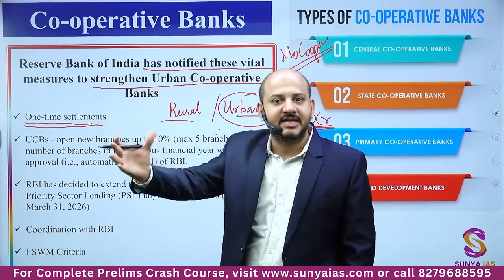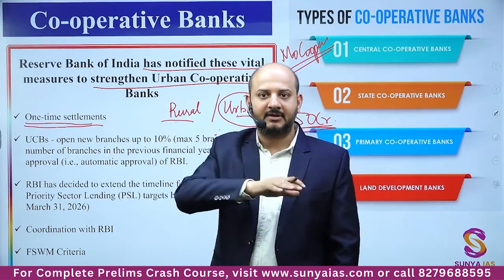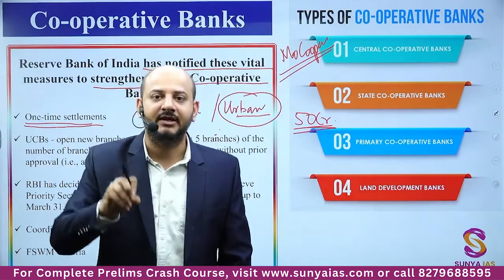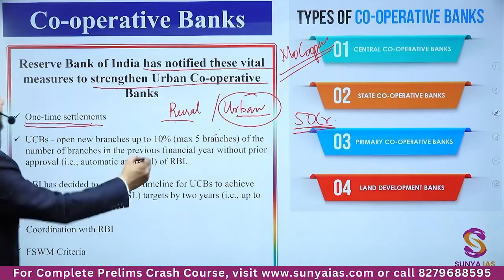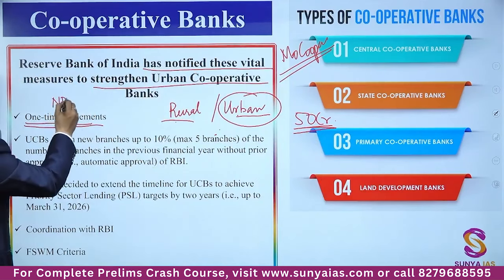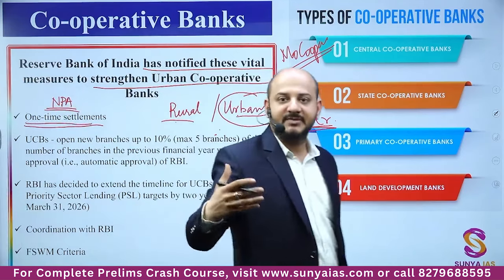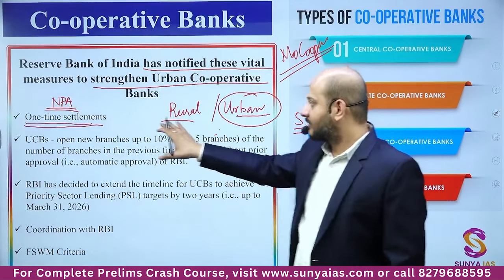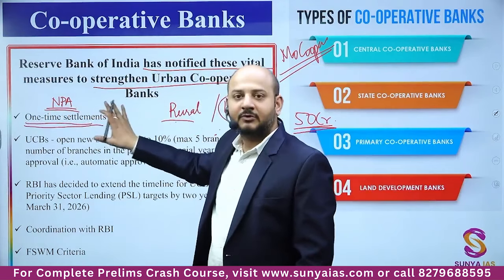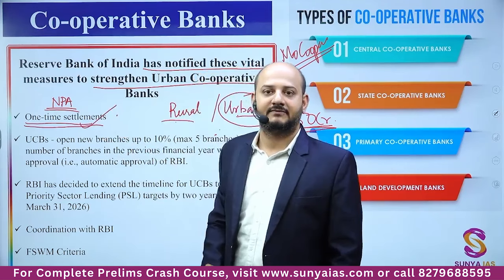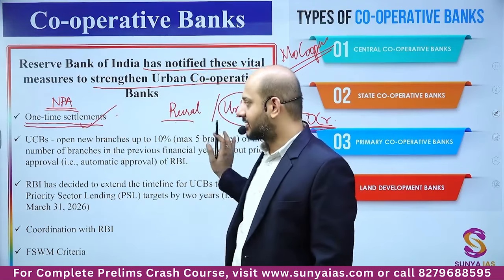For example, somebody has taken loan among the people. At that time, cooperative believed that the person is financially sound enough to return that money. But because of some reasons, that money became NPA. After 90 days, then SMA 1, SMA 2, the classification of the NPA is there. But after good long time, the cooperatives can write it off. They are now at par with the commercial banks.